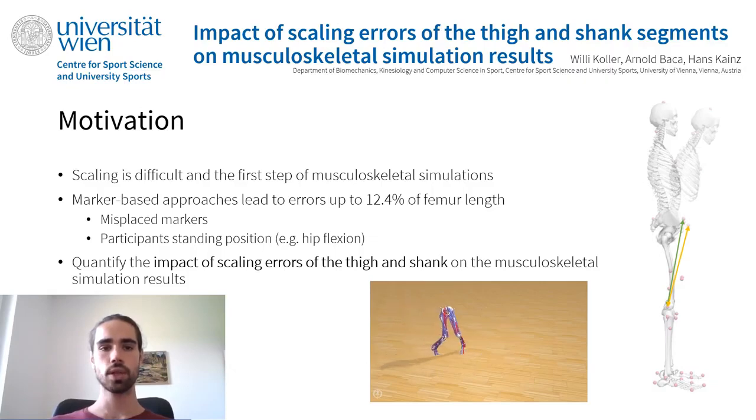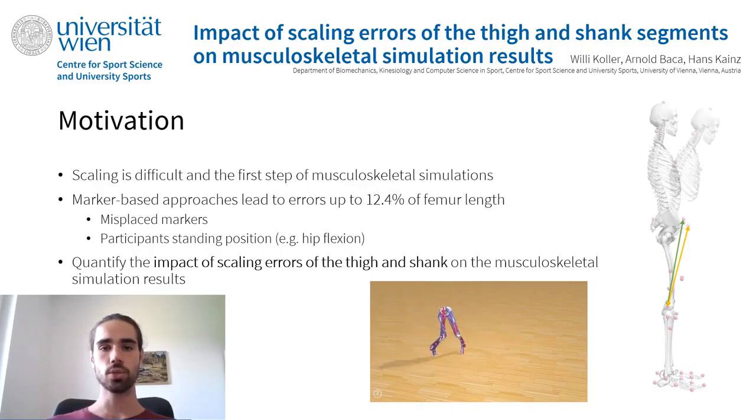The gold standard to create a subject-specific model is by segmenting medical images. However, this approach is time-consuming, expensive, and requires additional knowledge. Therefore, most studies use marker-based scaling approaches to scale a generic model to the participants' anthropometry.